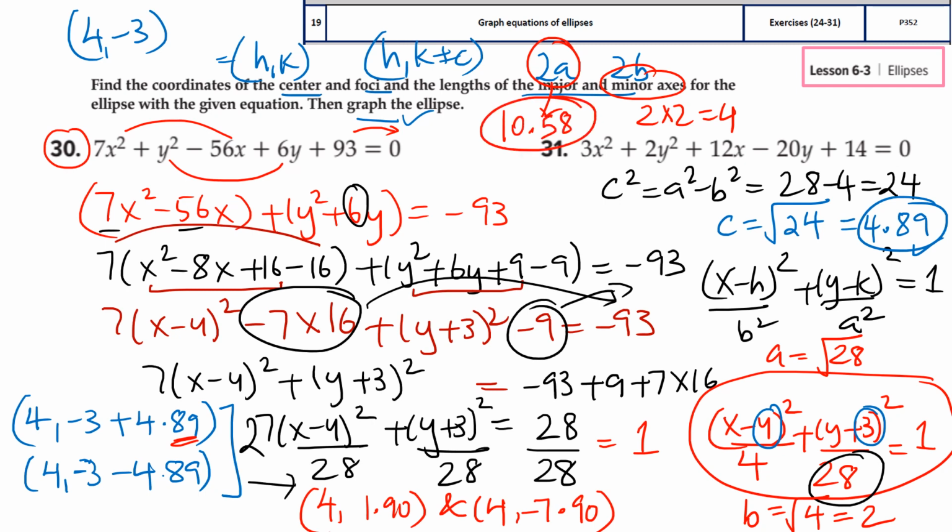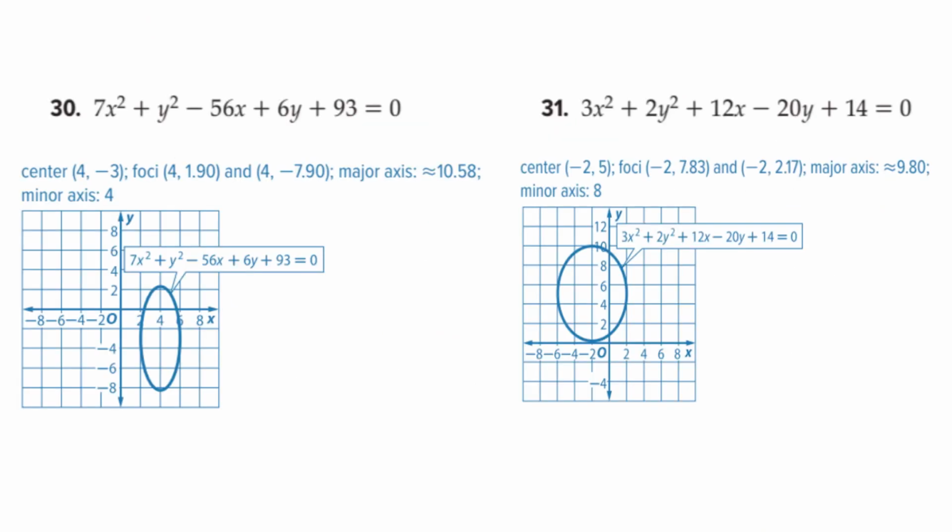And now we look at the graph in the next slide along with the answer key. So finally, this is the answer key for the last two questions, 30 and 31, from Learning Objective 19, Graph Equations of Ellipses. And with that, we have come to the end of this session.